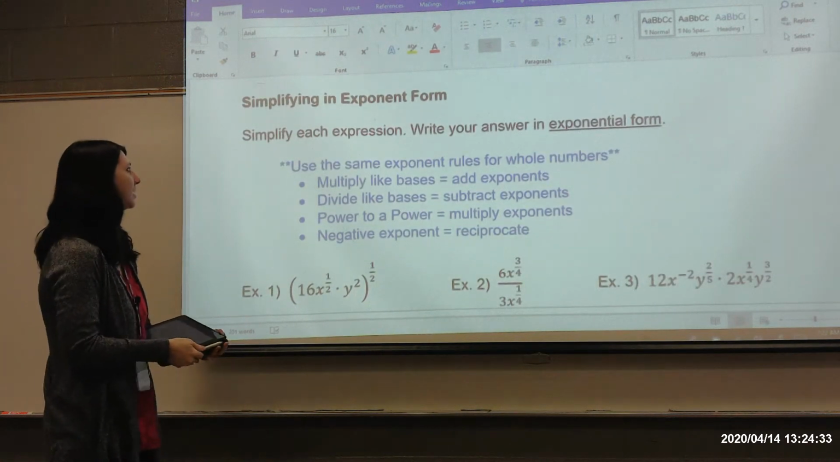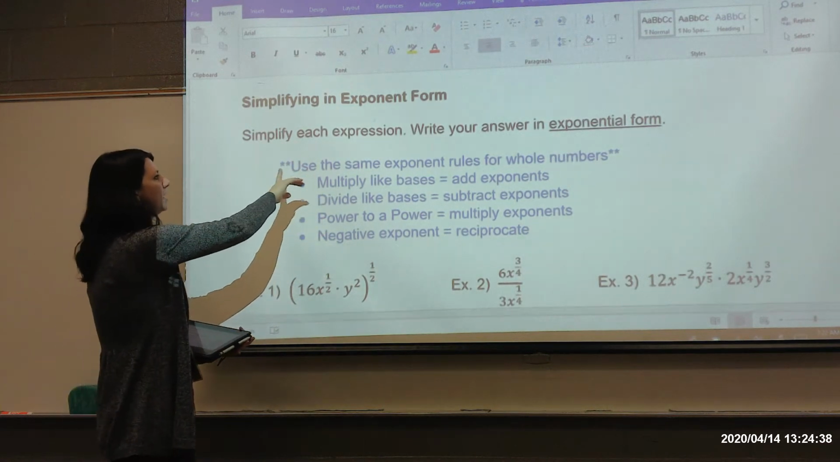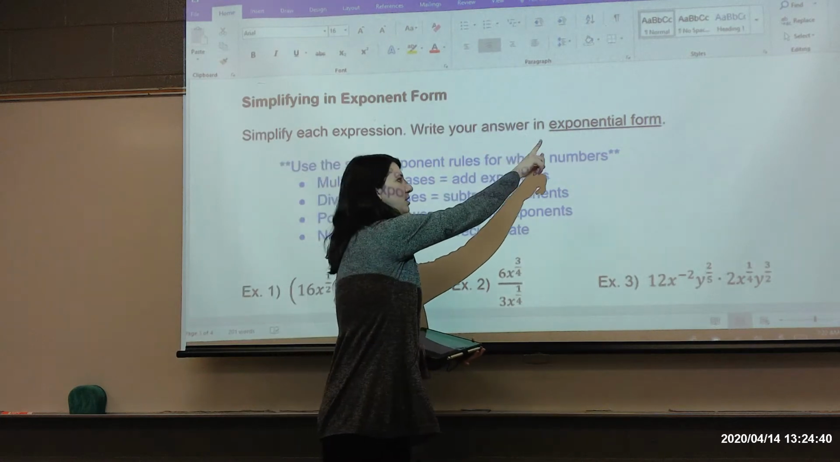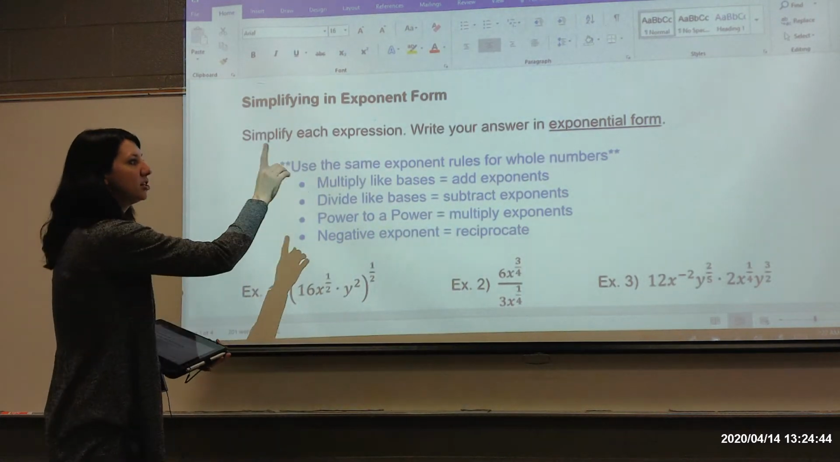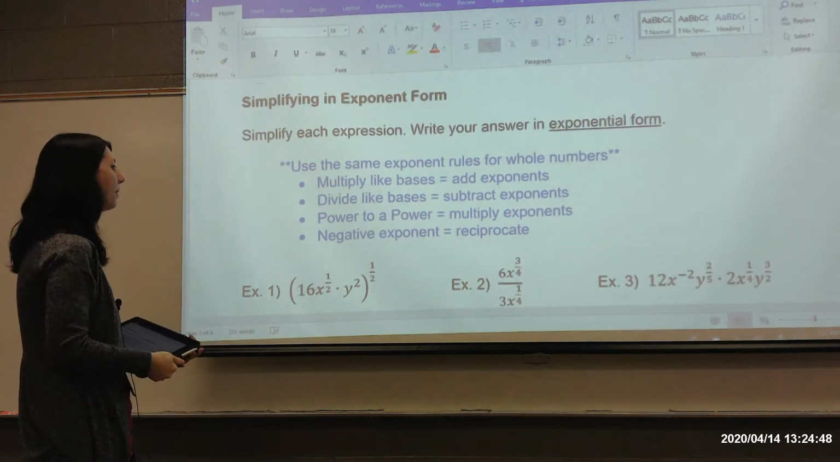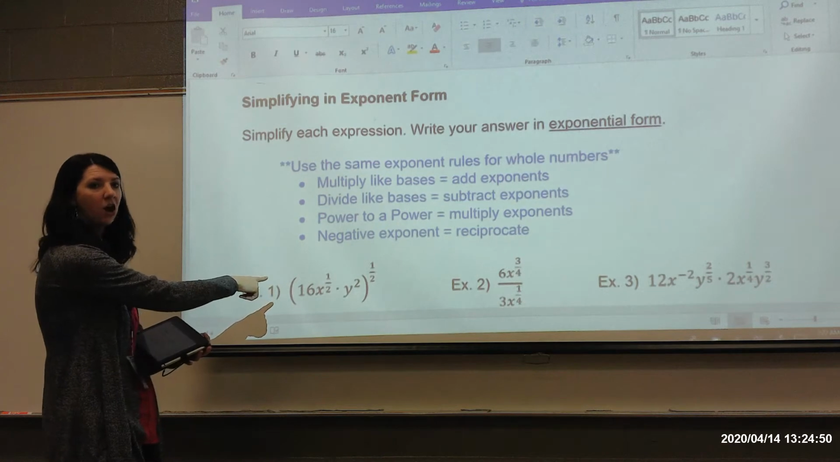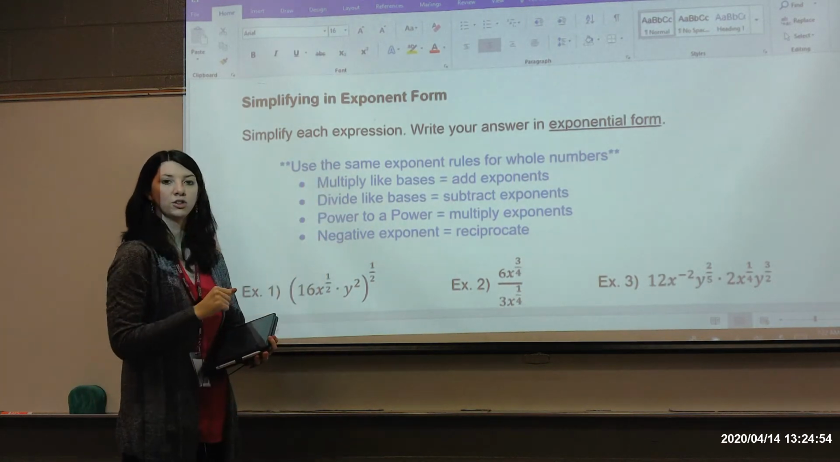When you're simplifying in exponential form, pay attention to how your directions are stated. Simplify each expression, write your answer in exponential form. It will tell you what your final answer should look like. So we should still have exponents instead of radicals at the end of our problem. Okay? Rational exponents are just exponents. So you are going to use the same exponent rules that you would for whole numbers.